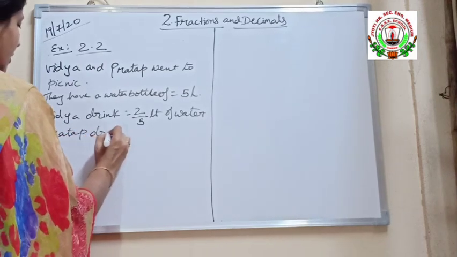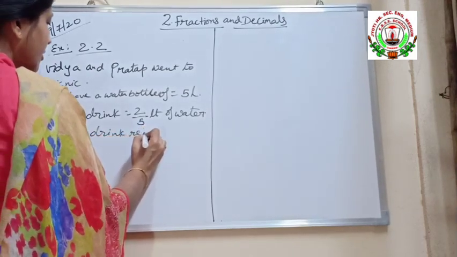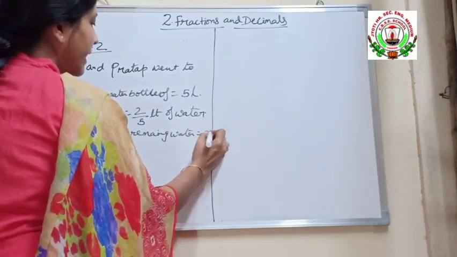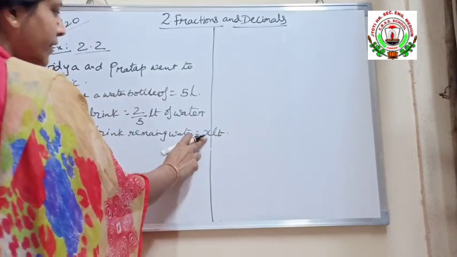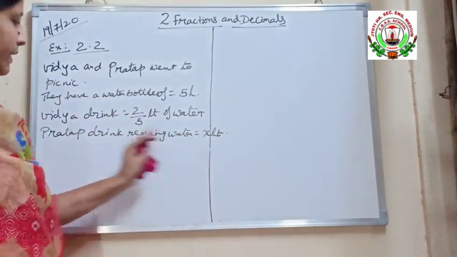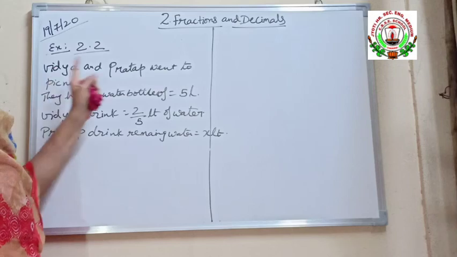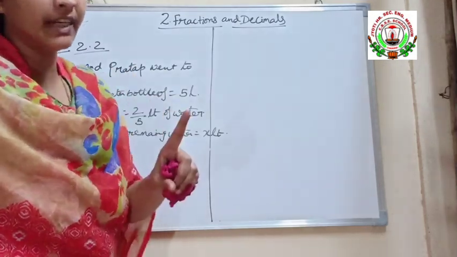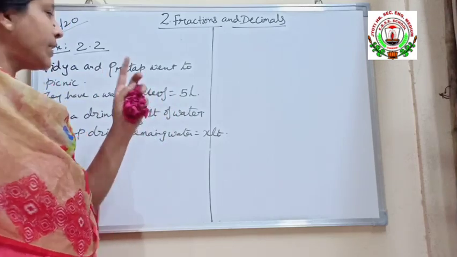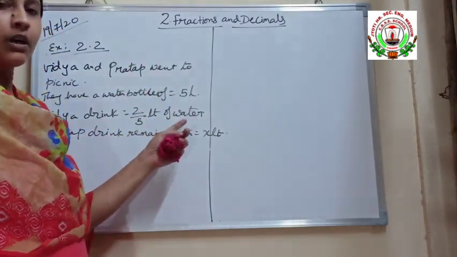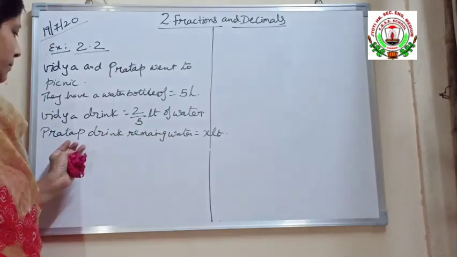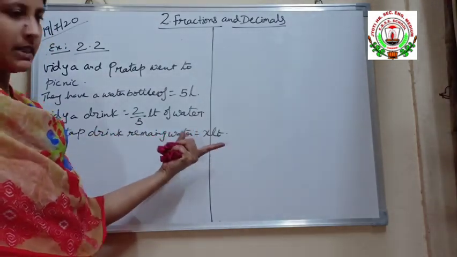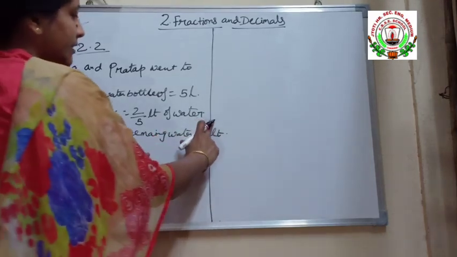Pratap drank the remaining water. I'm writing it as X liters because we don't know how much water Pratap has drunk. See, they have given that Vidya and Pratap went to a picnic and they have a water bottle of 5 liters, and Vidya has taken 2 by 5 liters of water from that bottle, and the remaining Pratap has taken, and we don't know how much. So I have written it as X liters.